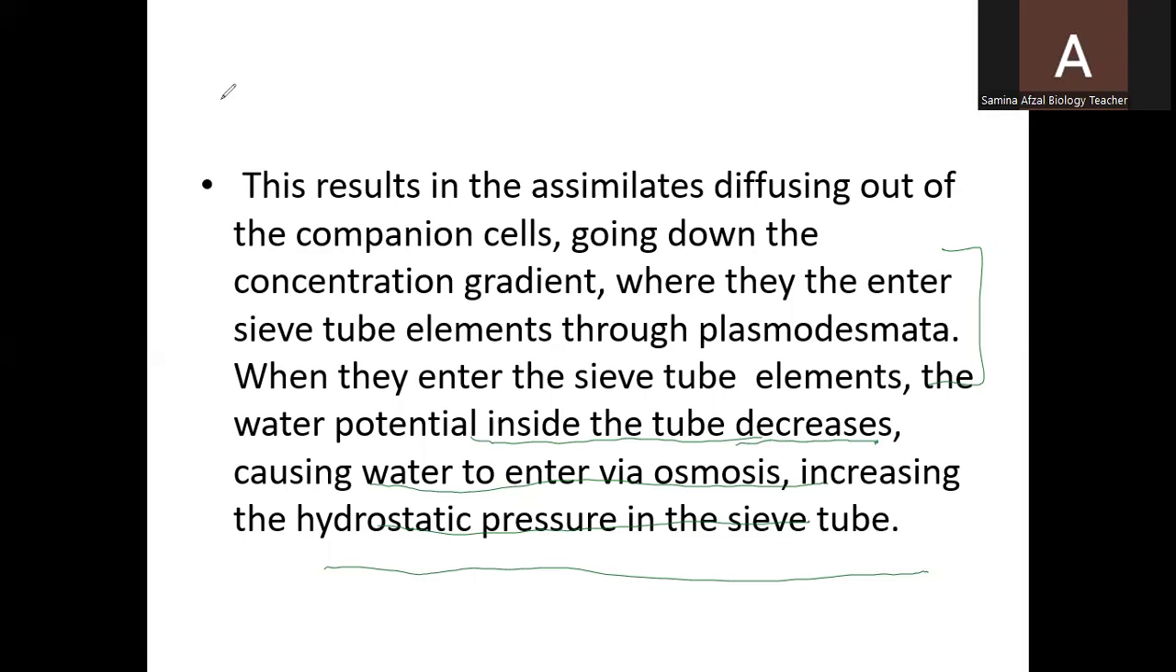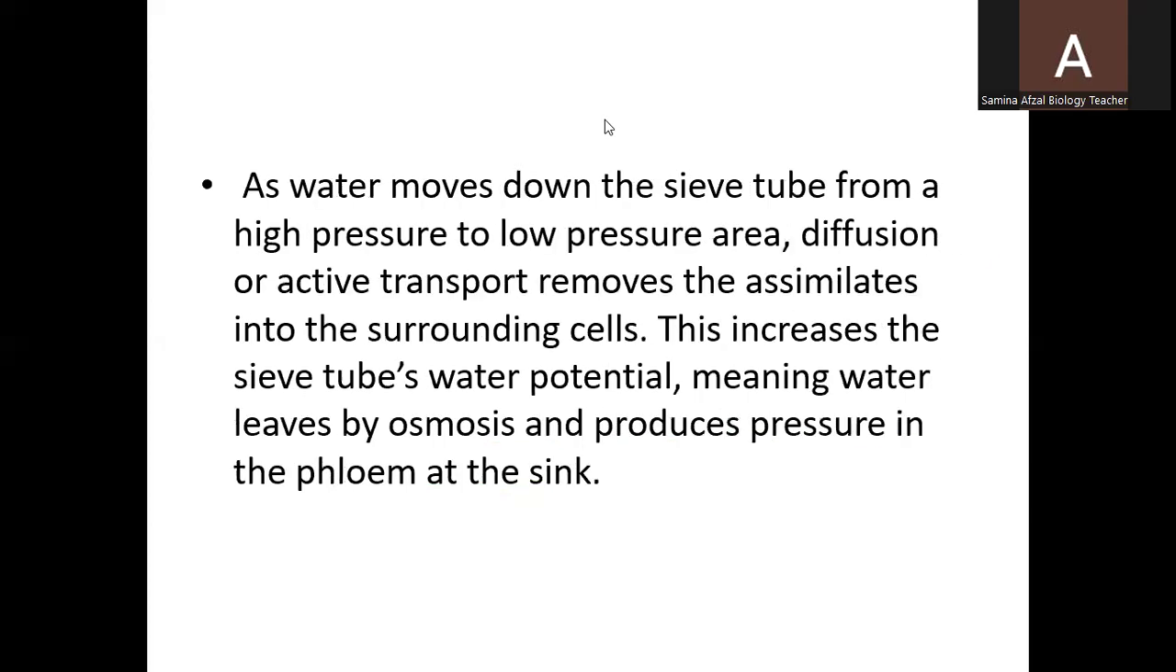Due to this, the water from xylem vessels enters by the process of osmosis into the phloem vessels, increasing the hydrostatic pressure in the sieve tube elements. Because water has entered into the phloem vessel, the hydrostatic pressure at that point is increased. So all this process takes place at the source.